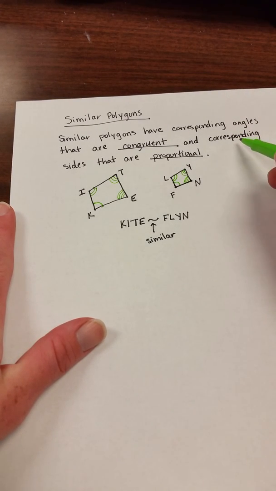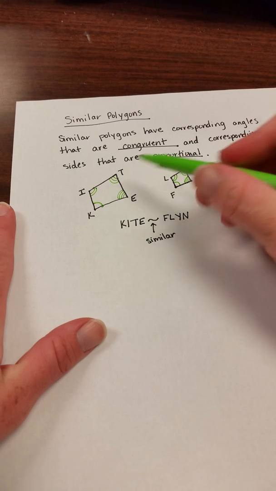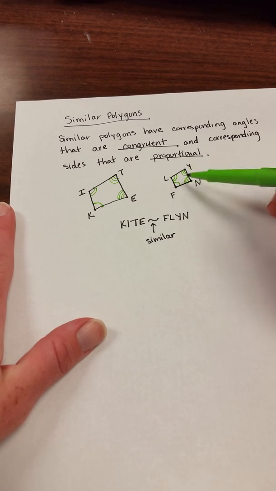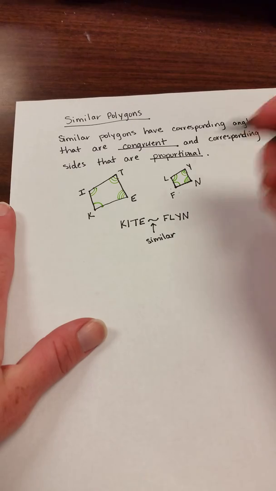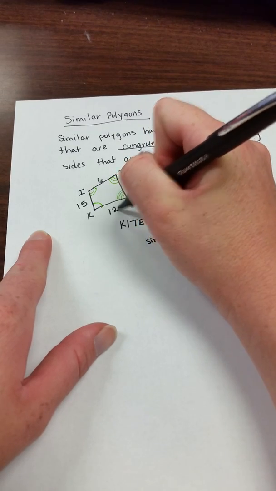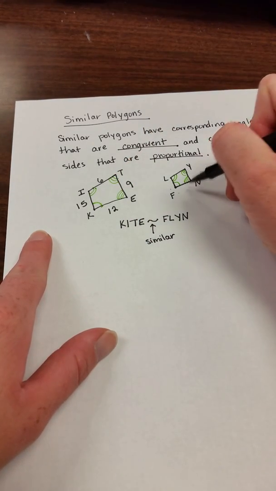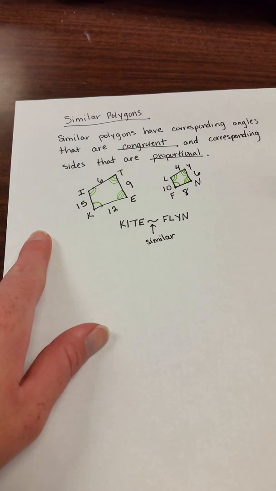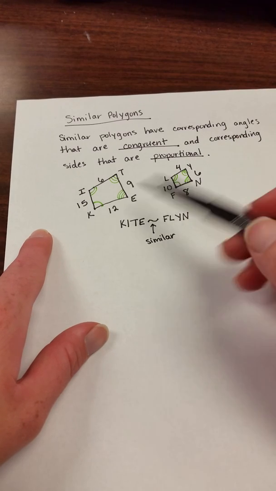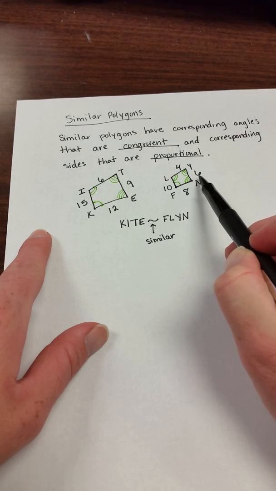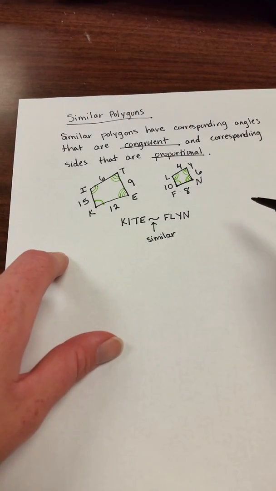In addition, their corresponding sides are proportional. So KI is not congruent to FL. These are not the same size, but they are proportional. So to check that piece out, here's what I want you to do. I want you to add 15, 6, 9, and 12 to that shape. On this one, I want you to put 10, 4, 6, and 8. We're going to match up corresponding side lengths, and we're going to check the proportion or the scale factor of each one to see if it checks out.